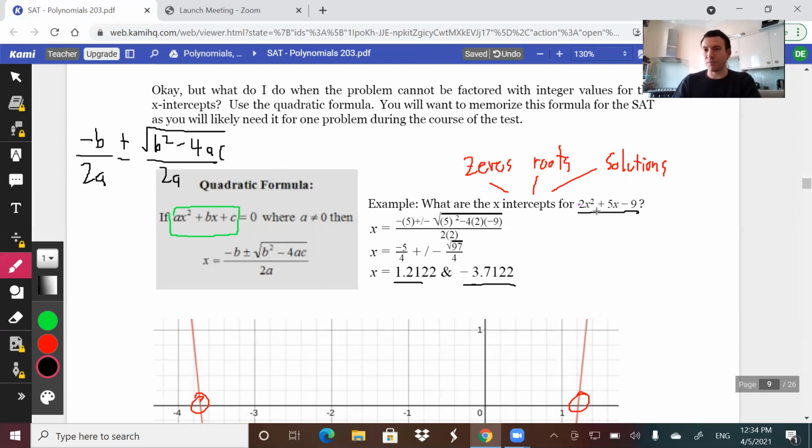So in the case of this problem right here, the opposite of b is negative 5 plus or minus the square root of 5 squared minus 4. A is 2. C is negative 9, all over 2 times a, 2. Solving that gets you your 2 x-intercepts.